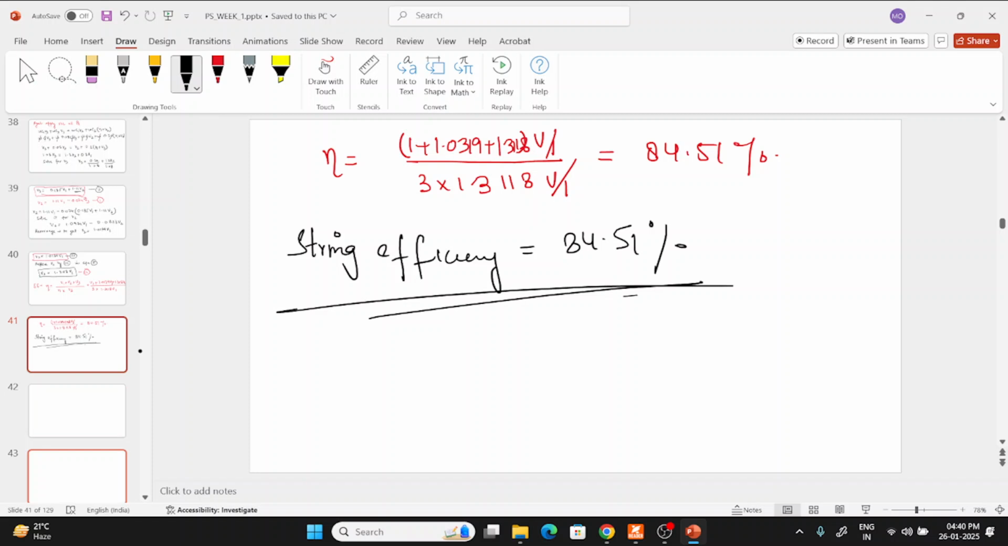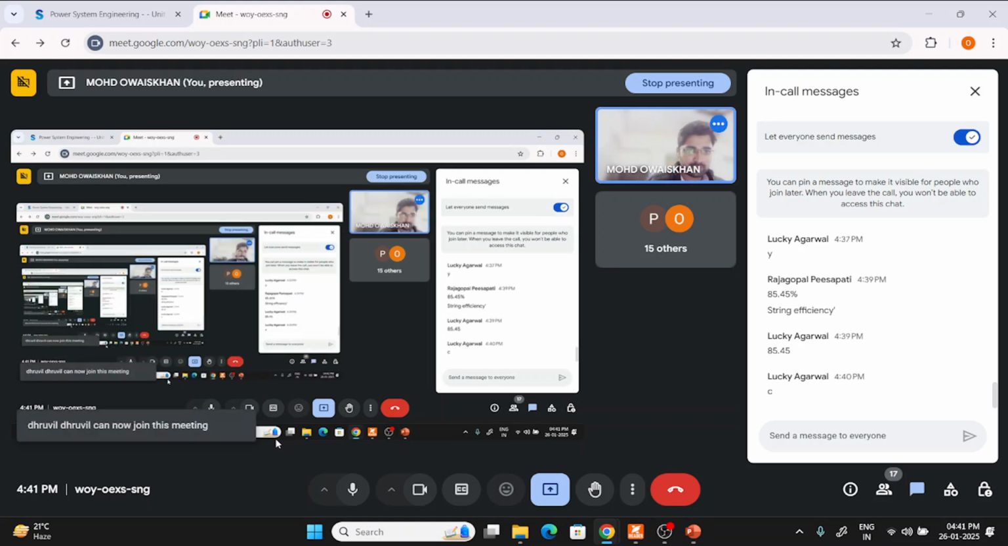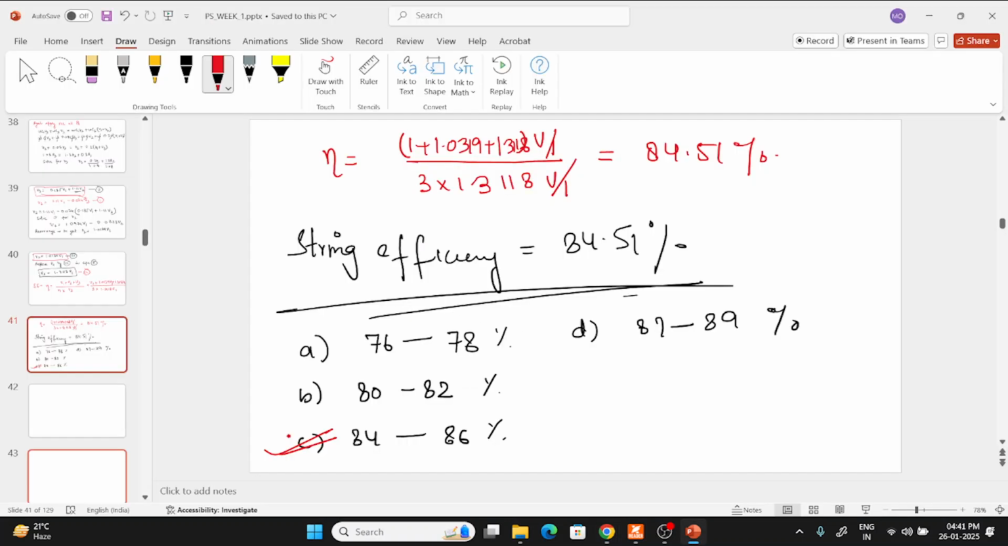Actually, options are there: A is 76 to 78, B option is 80 to 82, C option is 84 to 86. These are all in percentage. Then D option is 87 to 89 percentage. So based on that, we can say here C is the correct answer. Okay. Options are given in terms of ranges.